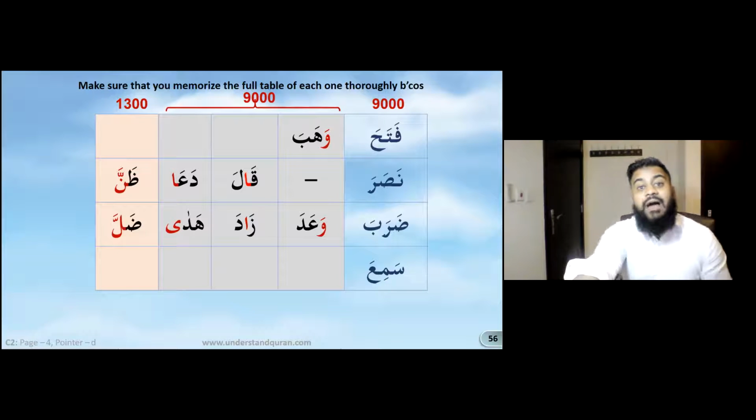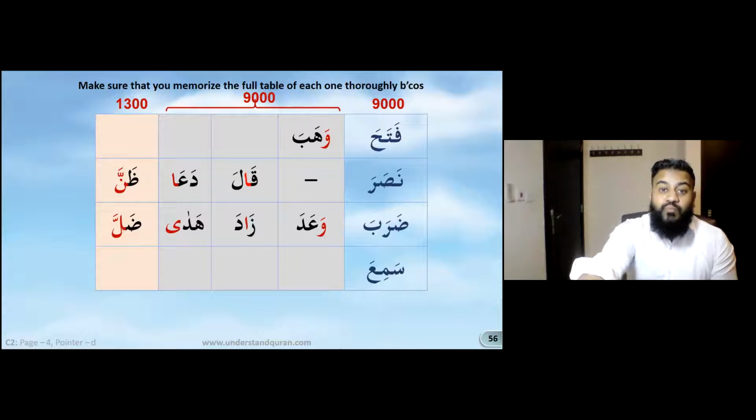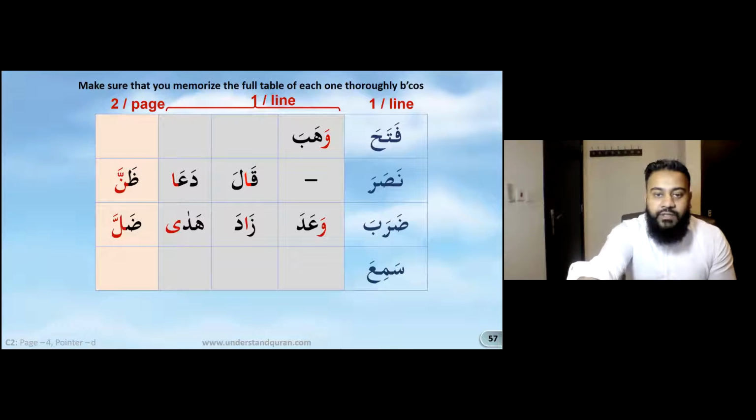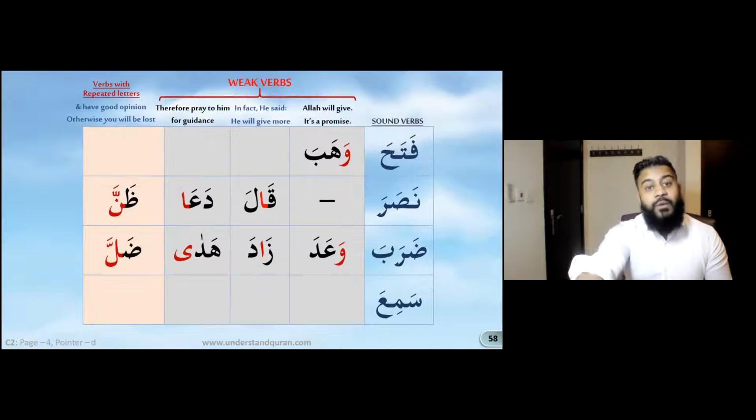It's subhanAllah how frequently they occur in the Quran. Remember, 9,000 sound verbs, 9,000 weak verbs, and 1,300 repeated letters, subhanAllah. That translates to 1 sound verb per line, 1 weak verb per line, and almost 2 repeated letters per page. So it's definitely worth our effort to take the time and practice on these ones.